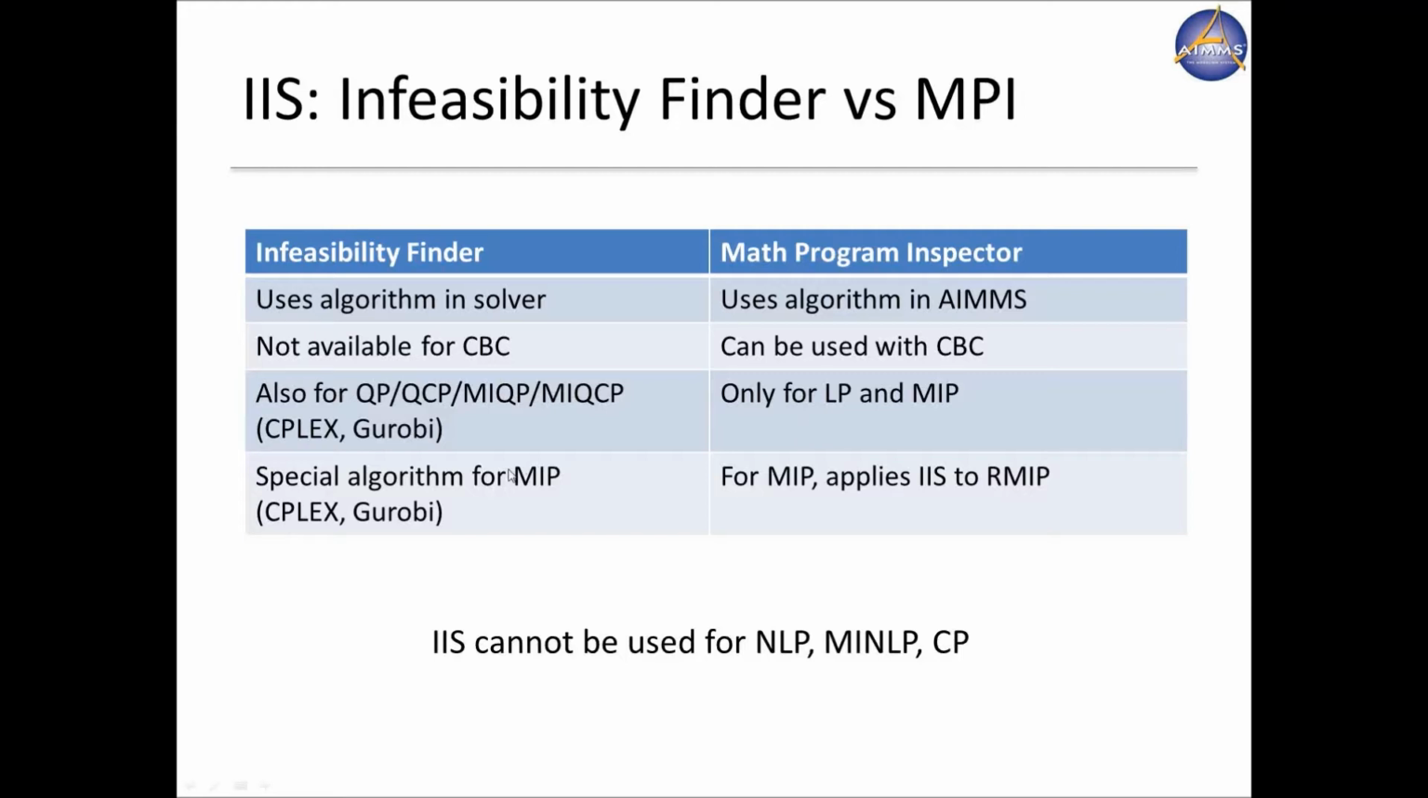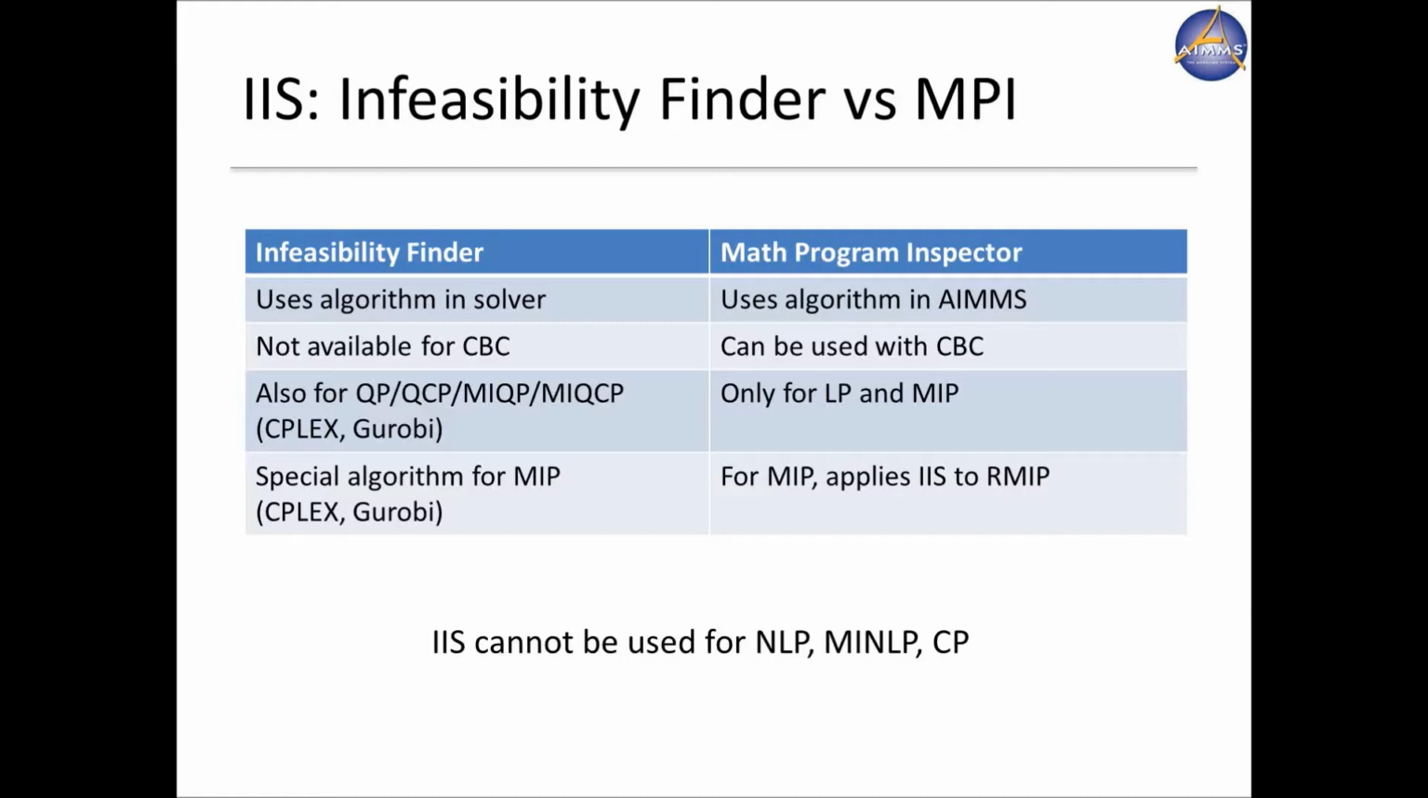And for MIP problems, Cplex and Gurobi have a special algorithm that makes use of the integrality of the variables. The Math Program Inspector doesn't do that. If it has to calculate the IIS for an MIP, it will relax the MIP and then calculate the IIS for the relaxed MIP. Often, if an MIP is infeasible, then also the relaxed MIP is infeasible, so this approach is not that bad. But sometimes the infeasibility comes from the integrality.